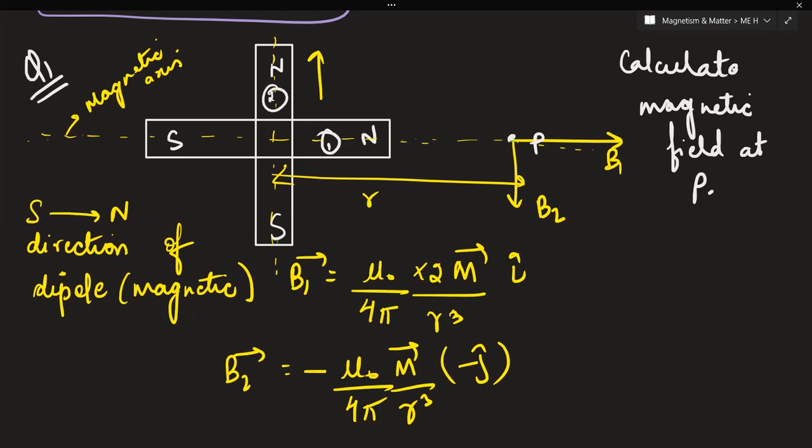Fine. So net magnetic field, whenever you have to answer net magnetic field, write it as B1 plus B2. This is how you have to answer if direct complete bar magnets are provided. Fine class, just note this.